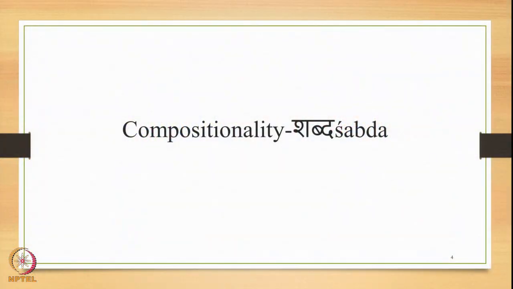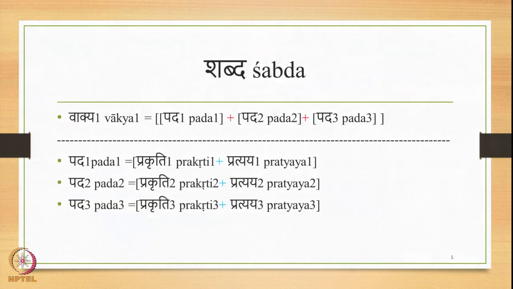We are looking at the concept of compositionality. We have studied the concept of compositionality with respect to artha, and right now we are studying the compositionality with respect to shabda. In this lecture, we continue to study this concept with respect to specific shabdas, the components of the padas, namely the prakritis and pratyayas, the roots and the suffixes. We are studying the compositionality with respect to shabda.